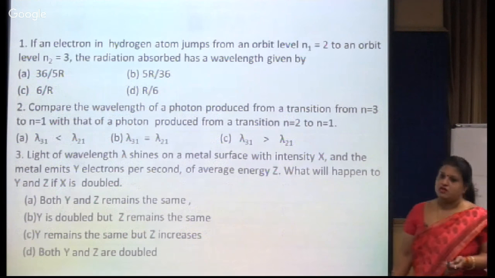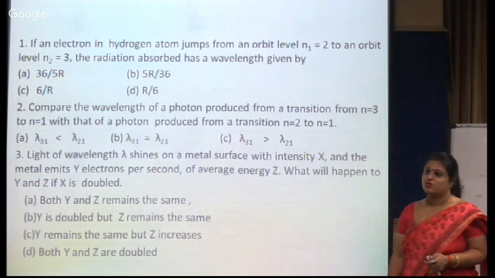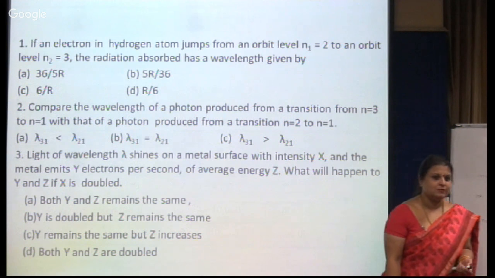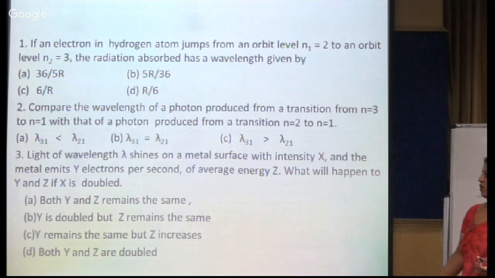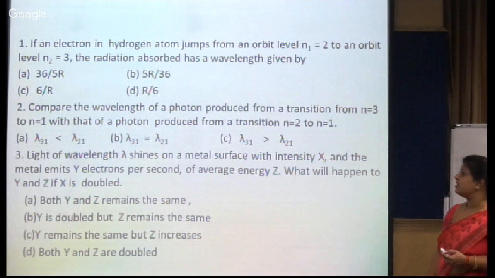Okay, now move on to some questions. I'll give you 5 minutes to quickly note down the question and try to solve them out. So I'll just read the questions for you people. They're very small. They are just the MCQs. If an electron in hydrogen atom jumps from an orbit level n1 to an orbit 3, what will be the radiation that is absorbed as the wavelength of?